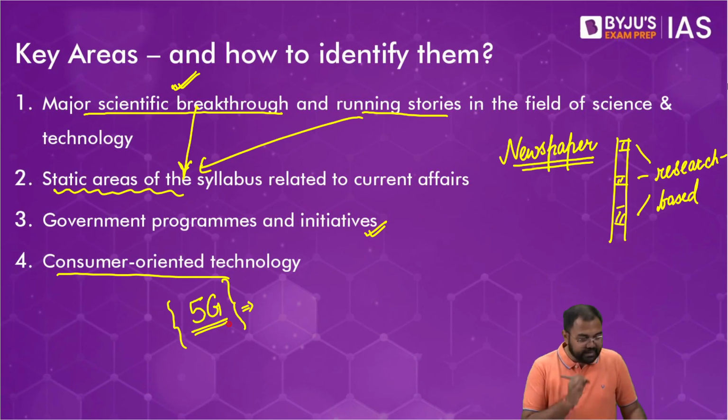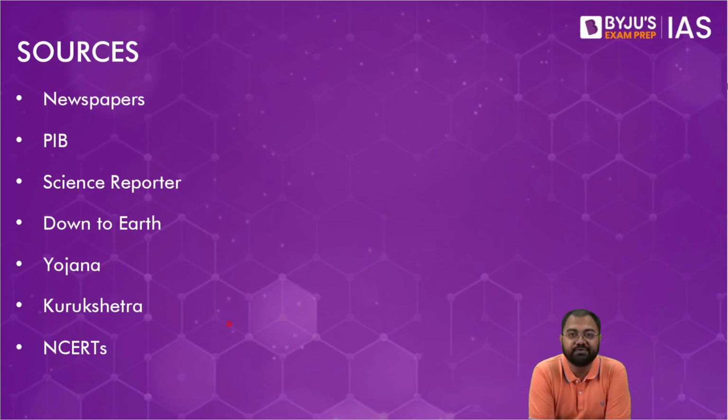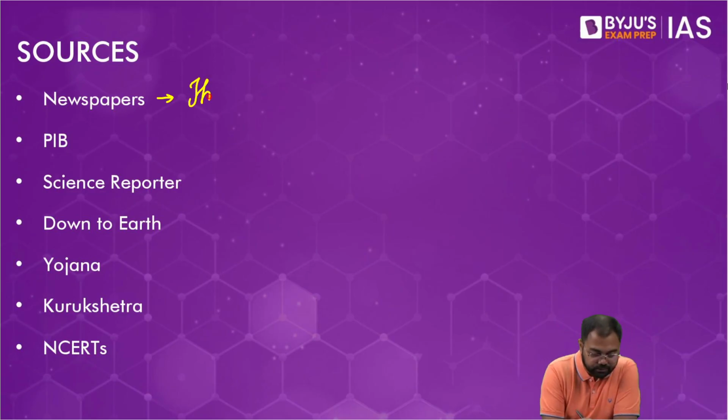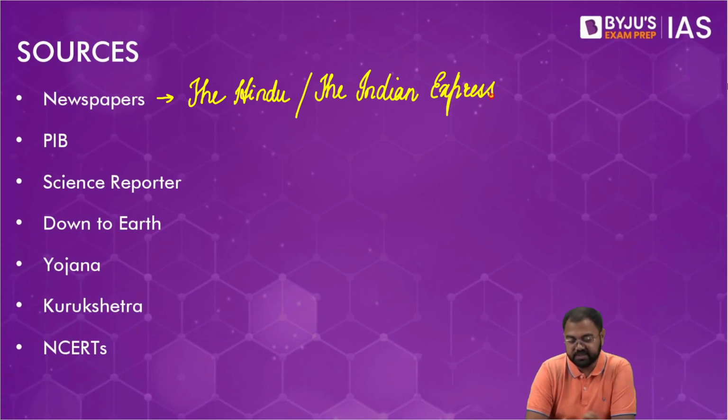Now, one last thing before we move on to our chapters is all about our sources, that is, the sources from where we get everything related to science and technology. First source would of course be newspapers. Either you read The Hindu or the Indian Express. One of these two newspapers, from a science perspective, these are the best two newspapers. They cover everything that is relevant, so it is always good to read these.